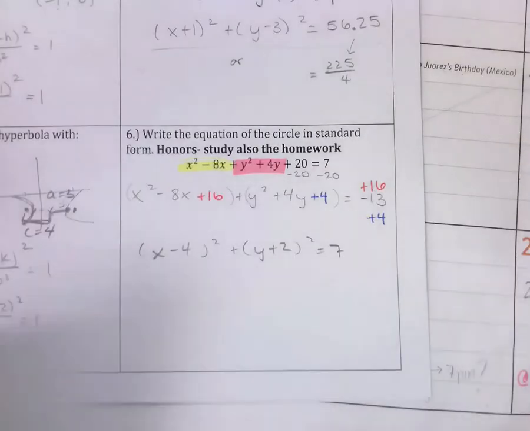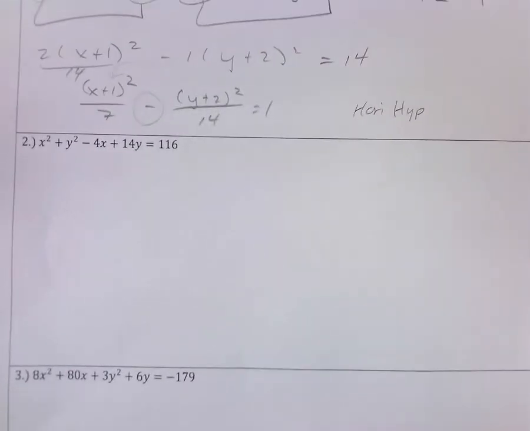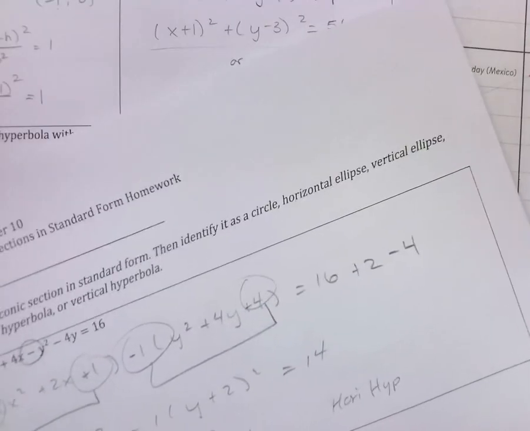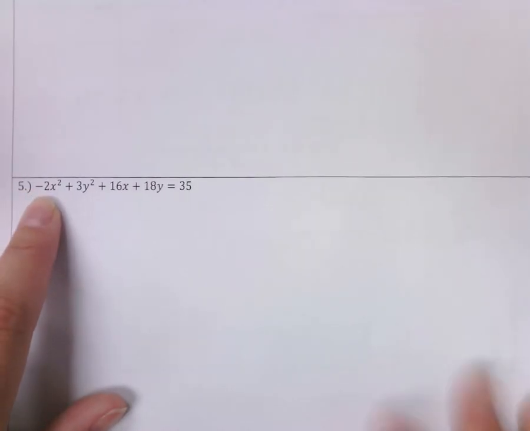How do we know if the x or the y comes first? So for this one, they were already like that, but in another question on here, the one that's negative, you would put second. Let me look real quick. This one. See how it says -2x squared? You would put it second.